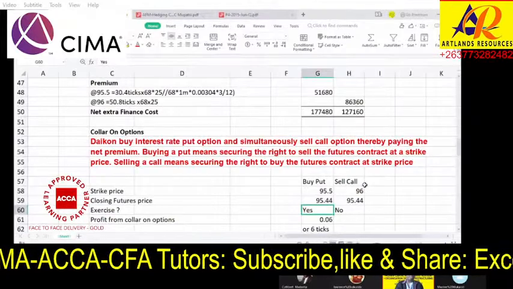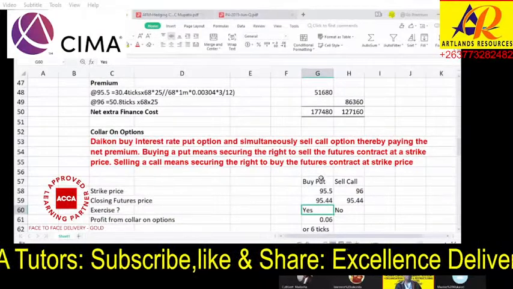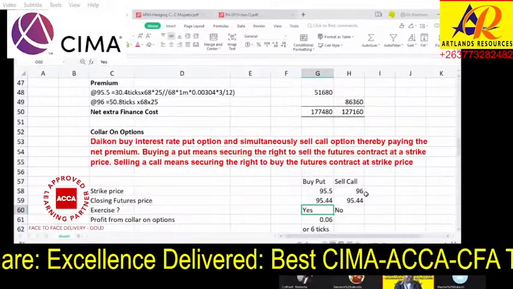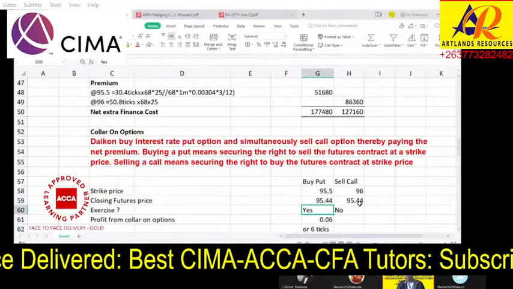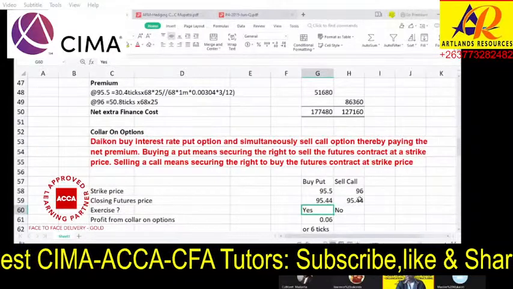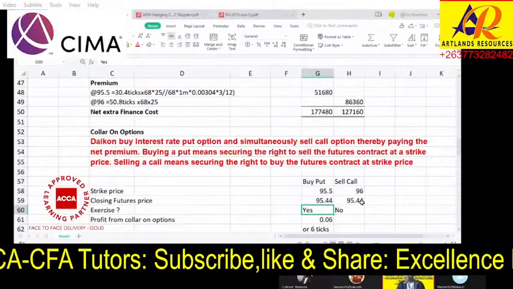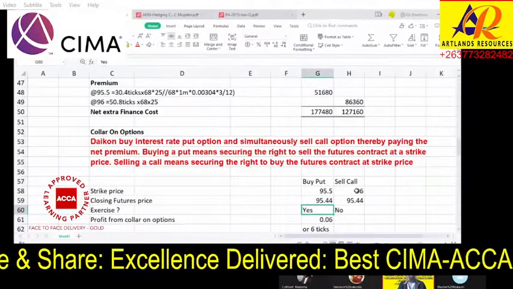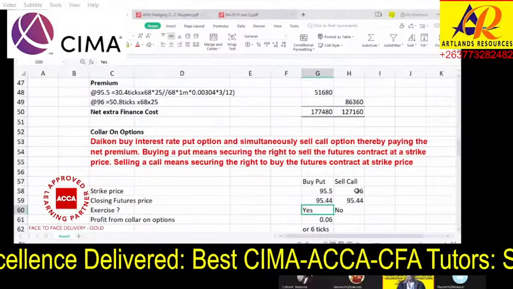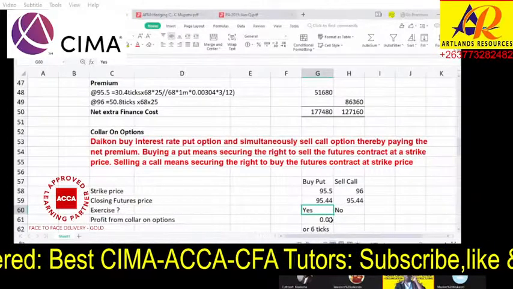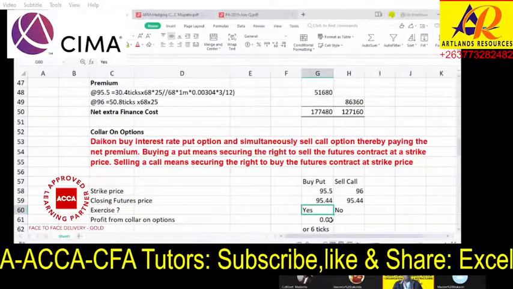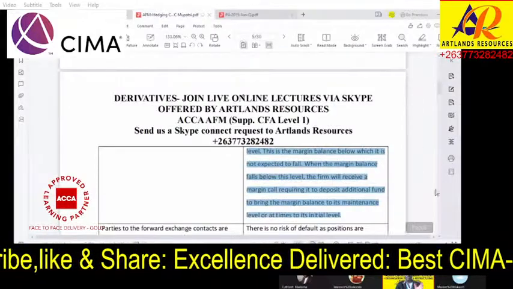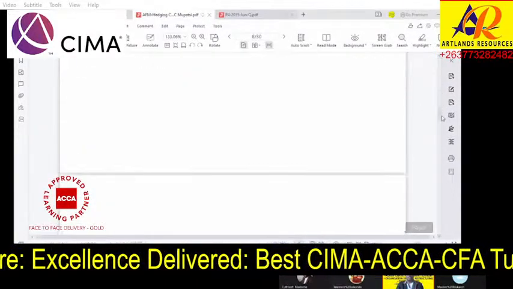And then selling a call means what? Selling a call means securing the right to buy, because call means buy, a futures contract at a strike price. So I'm asking myself, do I buy at 95.44 or buy at 96? I would rather buy at 95.44 because it's cheaper. Now, because 95.44 is not the strike price of the option but of the futures, I am said not to have exercised the option because I haven't gone for 96. So I let the option lapse, so to speak, because the option strike price is not favorable. So this is what it means by selling a call. So this is a call on option to a firm which is borrowing. If it was a lender, similar steps apply, but you'd simply do the opposite, okay?